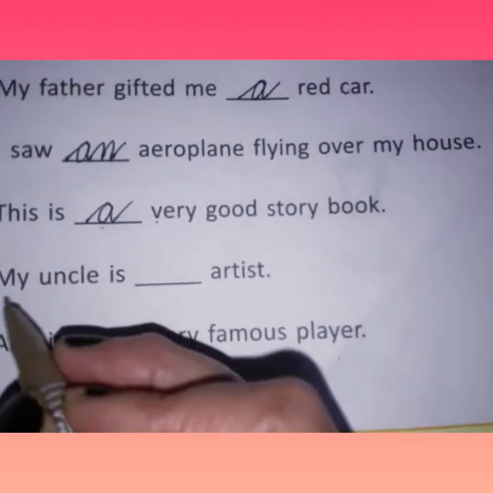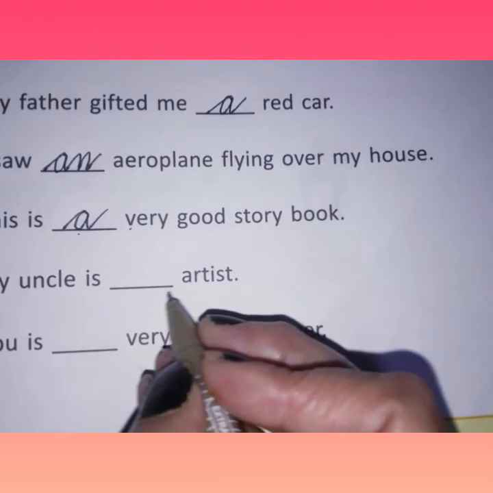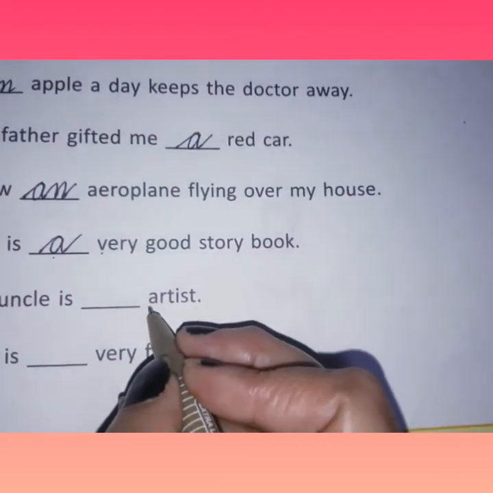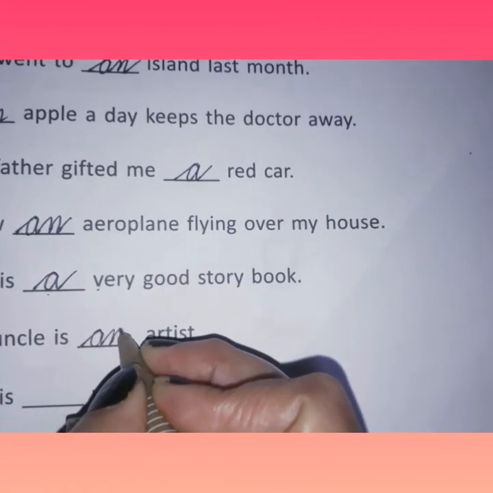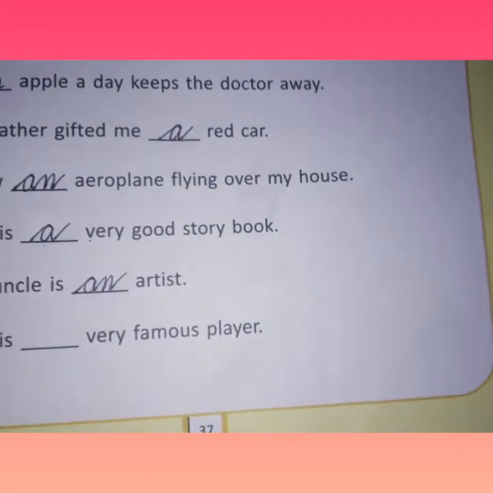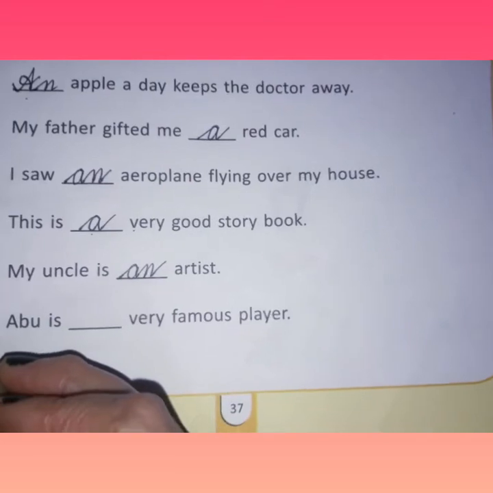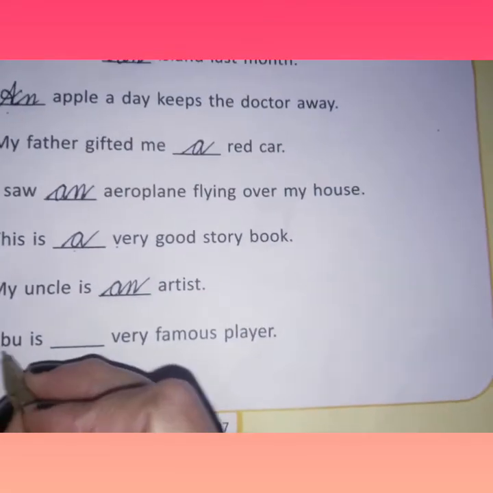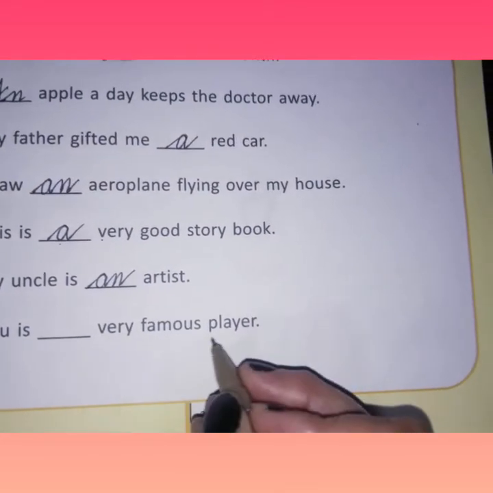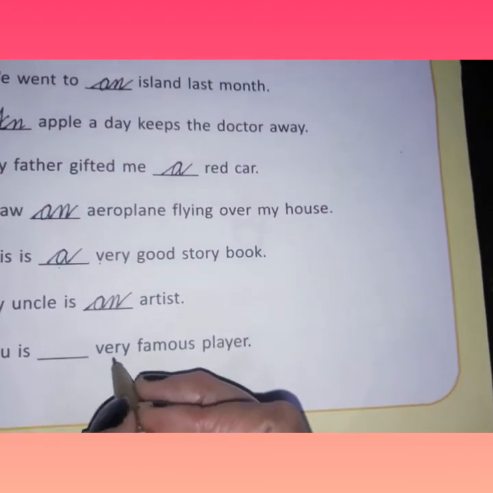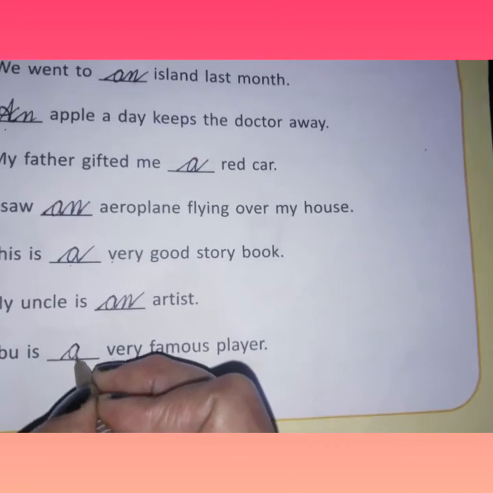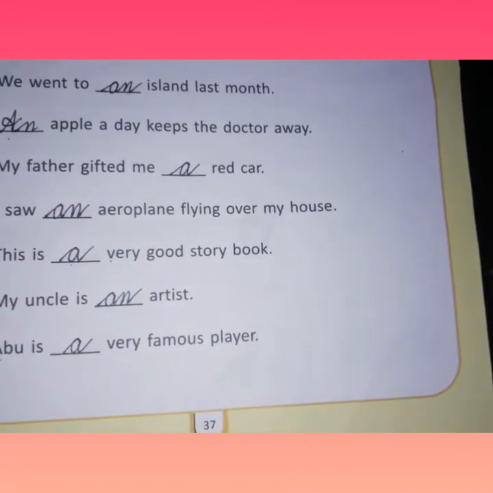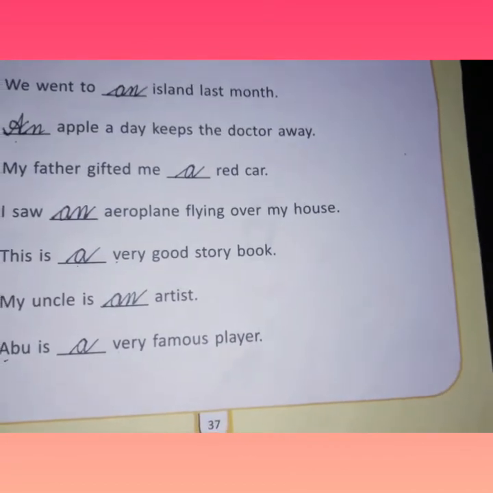Now see the next, K. My uncle is dash artist. The word artist starts with a vowel A. So we'll write here an. The sentence was, my uncle is an artist. Read the last sentence. L. Abu is dash very famous player. The word very starts with a consonant. V is a consonant, so we'll write here A. Fine? The sentence was, Abu is a very famous player.